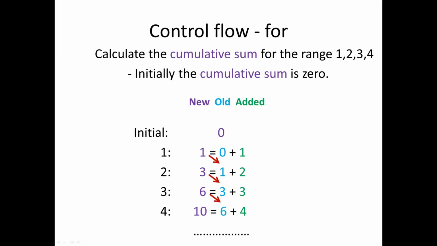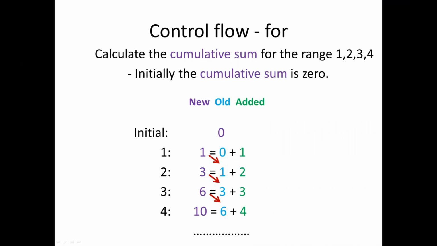Then we add 2, again in green, to our old cumulative sum, which now is updated to 1 in blue, and get the new cumulative sum 3 in purple. In the next step, we add 3 to the old cumulative sum, which also is 3 in this case, which gives us the new cumulative sum of 6. Finally, we add 4 to our cumulative sum 6, and the final cumulative sum is 10 for the range 1 to 4.